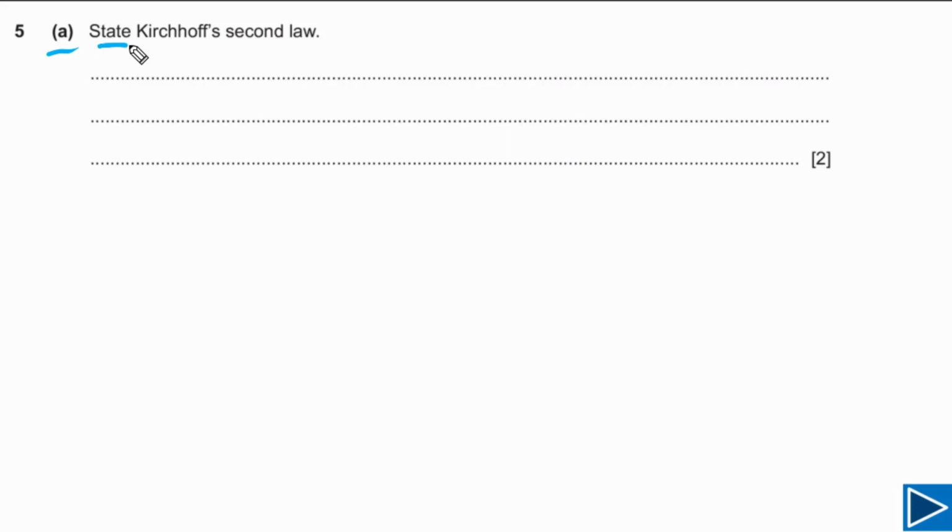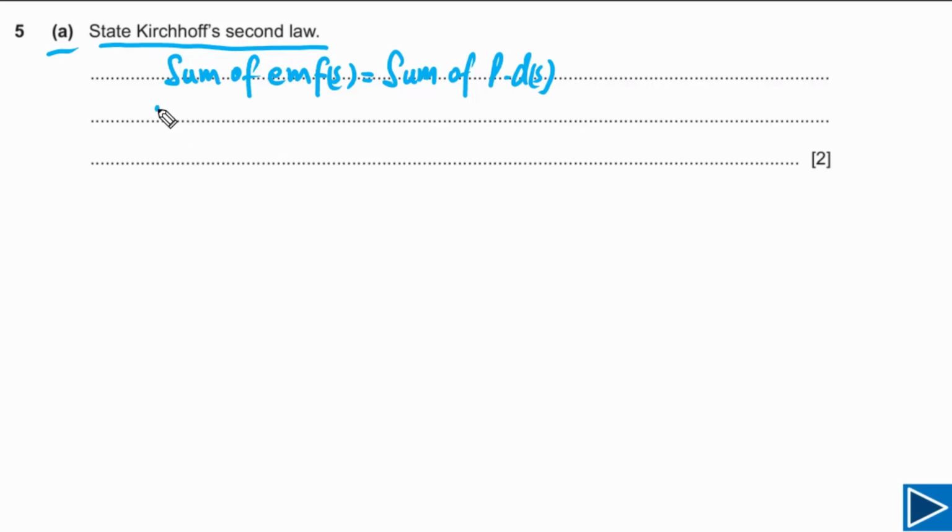For part A, we need to state Kirchhoff's second law. Kirchhoff's second law simply tells us the sum of EMFs. EMFs means if we have more than one electrical source in the circuit, that has to be equal to the sum of potential differences, or simply we can say the sum of PDs in a closed circuit. So we also need to mention in a closed circuit, or we can say in a closed loop, or you can also say in a loop.